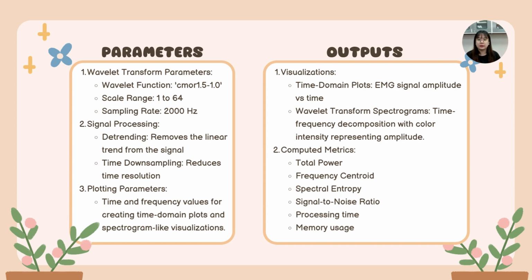The signal was pre-processed by removing the linear trends, and we applied time downsampling to enhance the computational efficiency. On the output side, we have two main categories. First, the visualization includes the time domain plots showing the signal amplitude over time, and spectrogram-like wavelet transform plots that reveal the time-frequency decomposition. Second, we compute key metrics such as the total power, frequency centroid, spectral entropy, and signal-to-noise ratio, along with the processing time and memory usage.